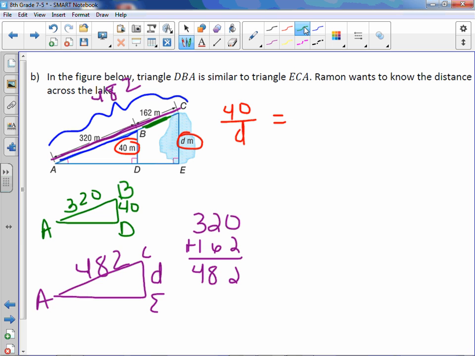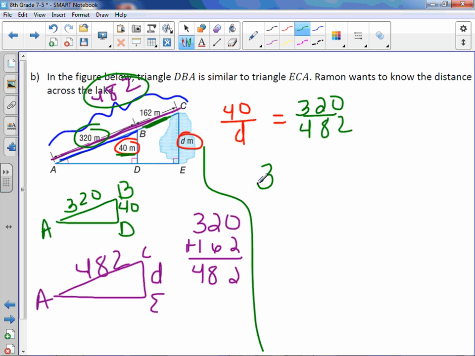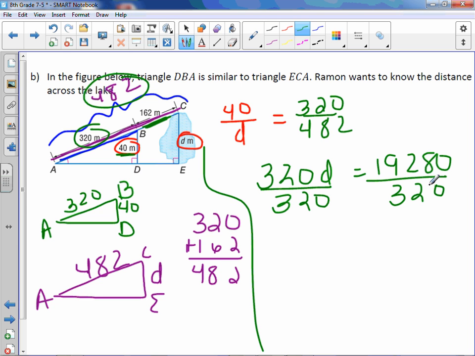So this 482 corresponds to the 320. And we wrote our smaller triangle measure first. So 320 goes first here, and then 482. Now let's cross multiply. 320D equals 19,280. Divide by 320. And we get D equals 60.25. And the unit is meters.